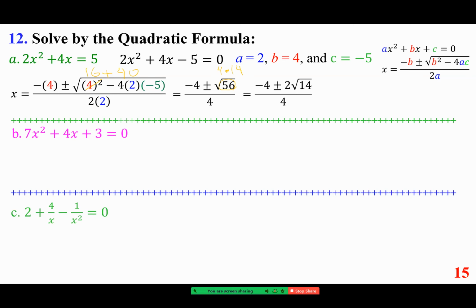Now here's what you want to be very careful of. You can't drop the 4 in the denominator and say this changes to -1, because that's a mistake sometimes students make. No, you have to take the common factor out. So if we factor the numerator as a 2 times -2 plus minus the square root of 14, now we can do it like so, and we are done.